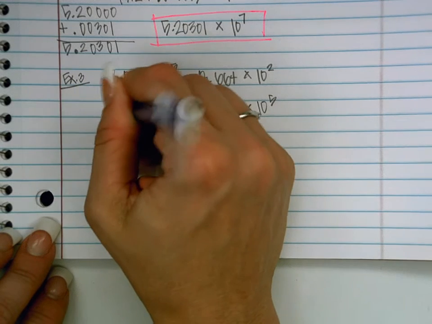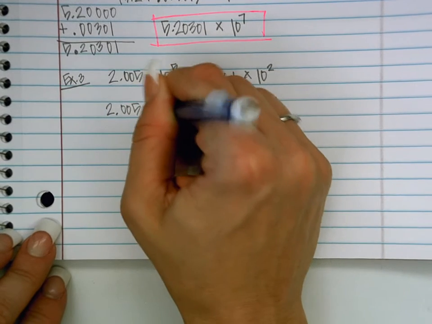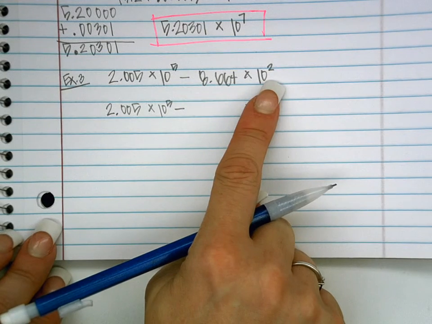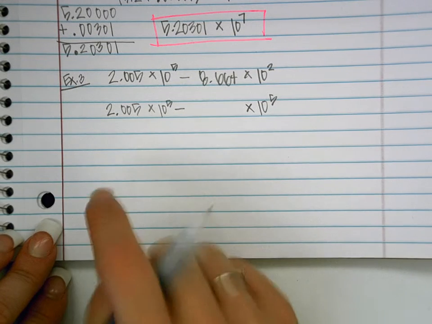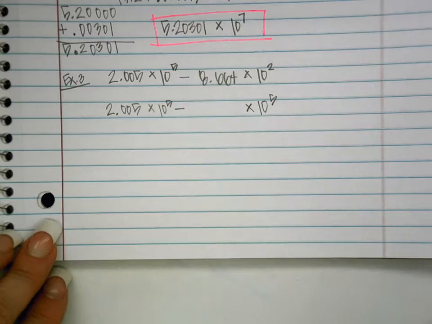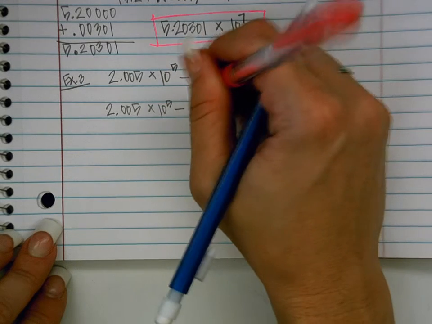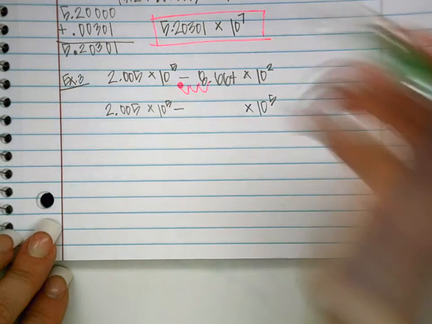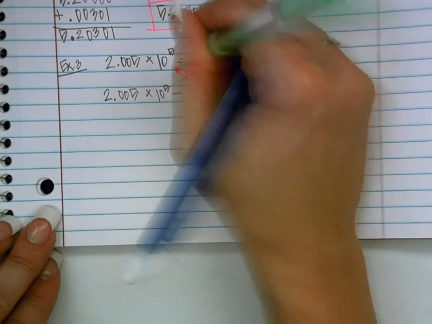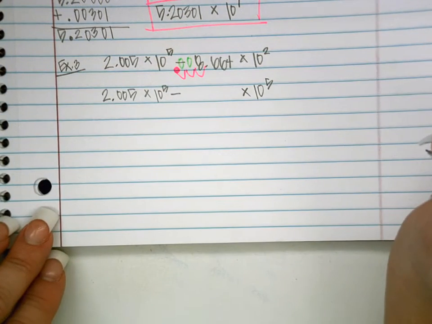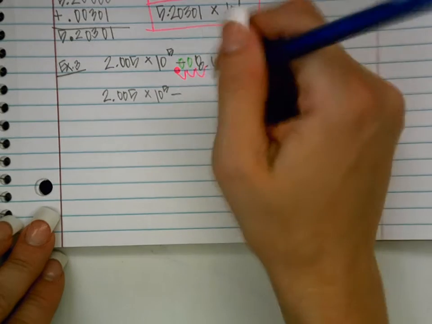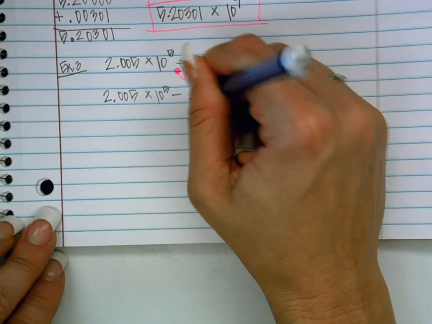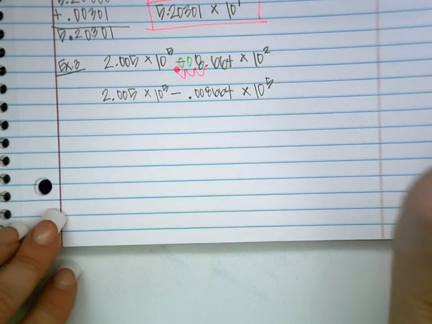So 2.005 times 10 to the 5th minus, now, if I need to go from 2 places to 5, how many spaces do I have to move over? 3. So move over 1, 2, 3 spaces, put your dot. Add in your zeros if you need them. So here we're going to add 2 zeros. So we're going to do minus 0.008664 times 10 to the 5th.